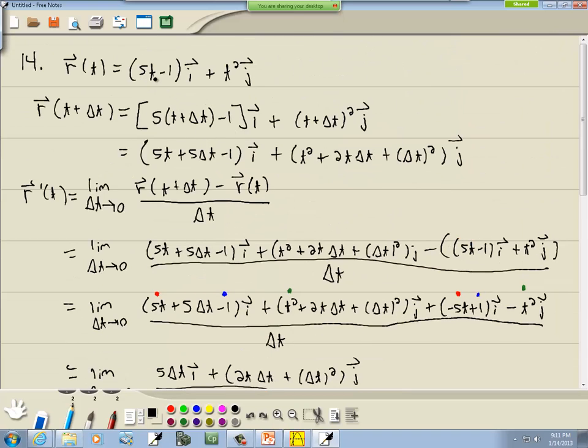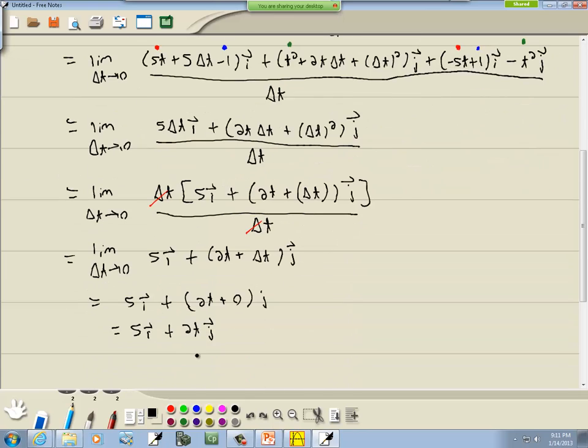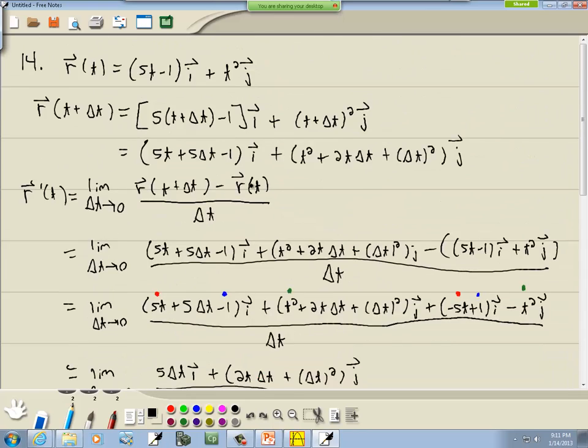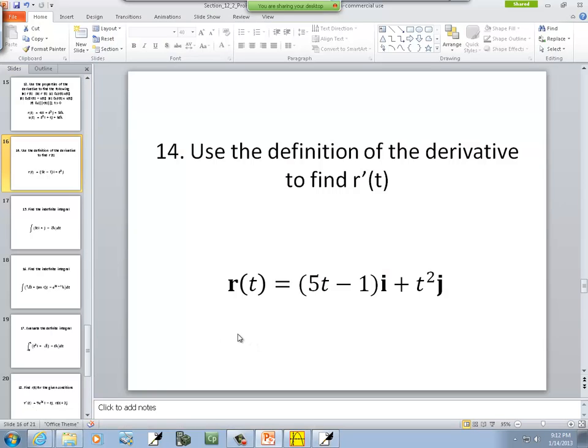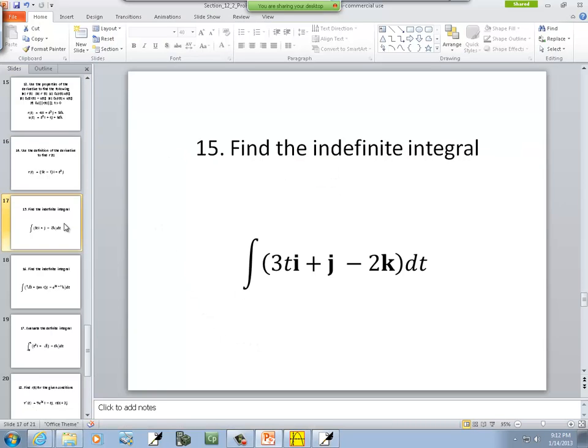See, if I take the derivative of 5t minus 1, that gives us 5i, which is this. The derivative of t squared is 2t, so that'd be 2tj, which will give us this. So this is using the limit definition of the derivative, sorry. Past my bedtime.